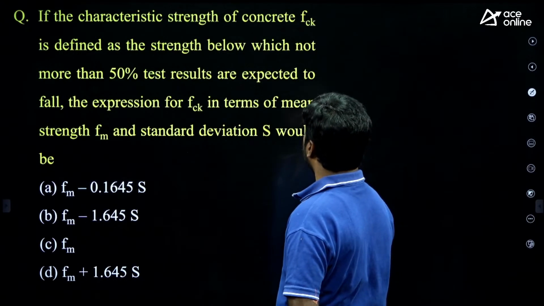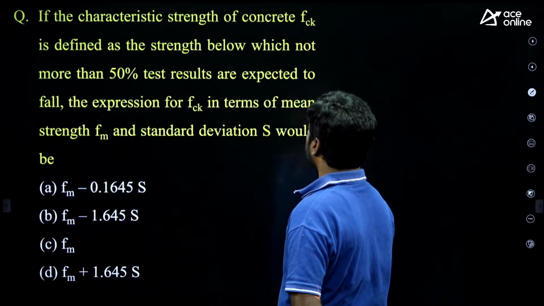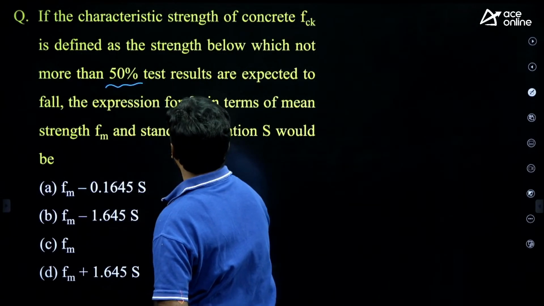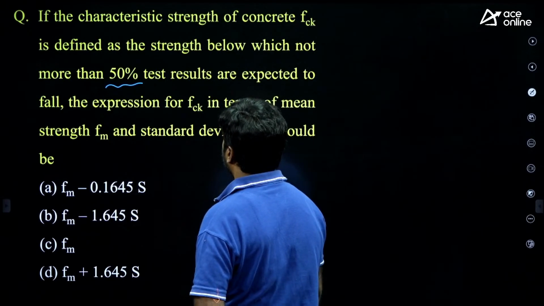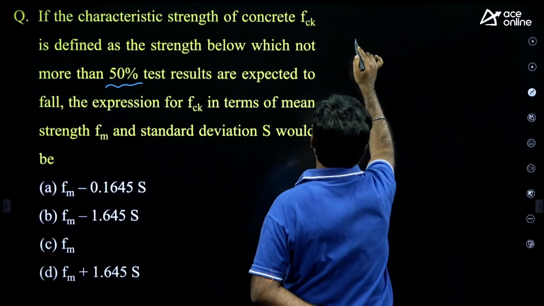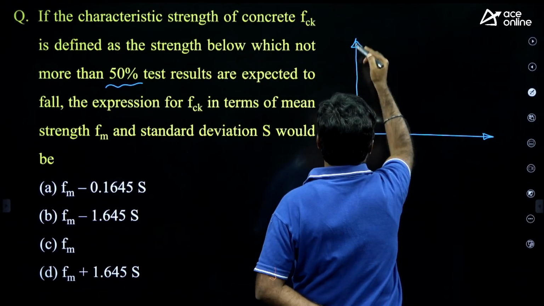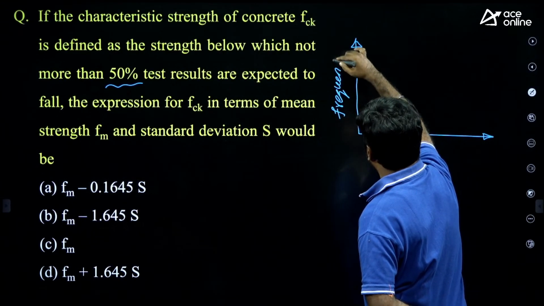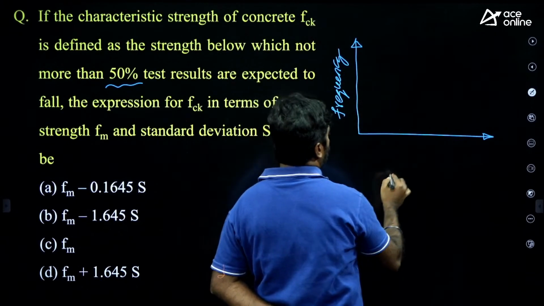If the characteristic strength of concrete FCK is defined as the strength below which not more than 50% of test results are expected to fall, the expression for FCK in terms of mean strength FM and standard deviation S would be, my dear, concentrate. Y-axis we take frequency and X-axis we can take strength.